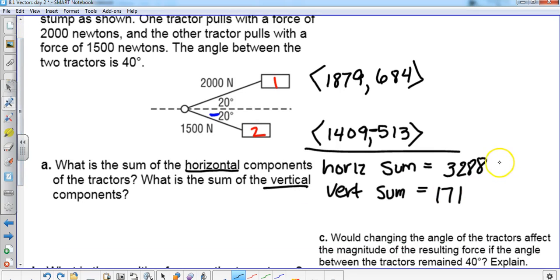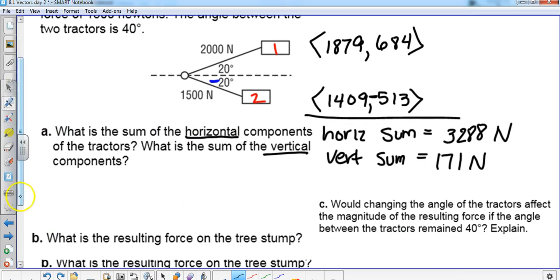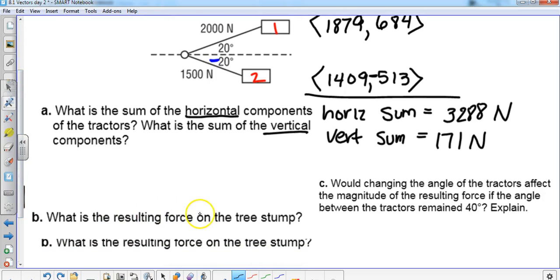Okay, so that's newtons of force horizontally, and this is up and down. So if the stump were to fly out of the ground right now, it would fly forward, but it would also go a little bit further towards truck 1, right? Because it's pulling harder, or it's got more newtons of force. Okay. B says, what is the resulting force on the tree stump?